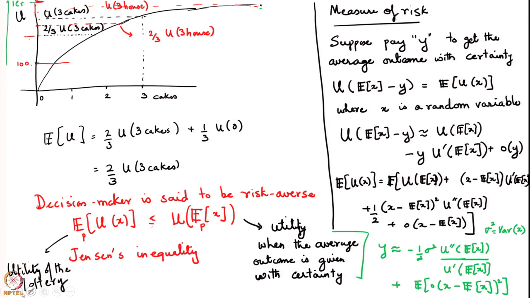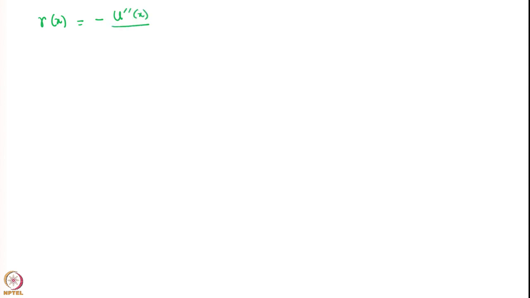So this coefficient, the negative of u double dash divided by u dash, you can think of as a measure of risk aversion. The r of x, which is defined as negative of u double dash x divided by u dash x, is what is called the Arrow-Pratt measure of risk aversion.